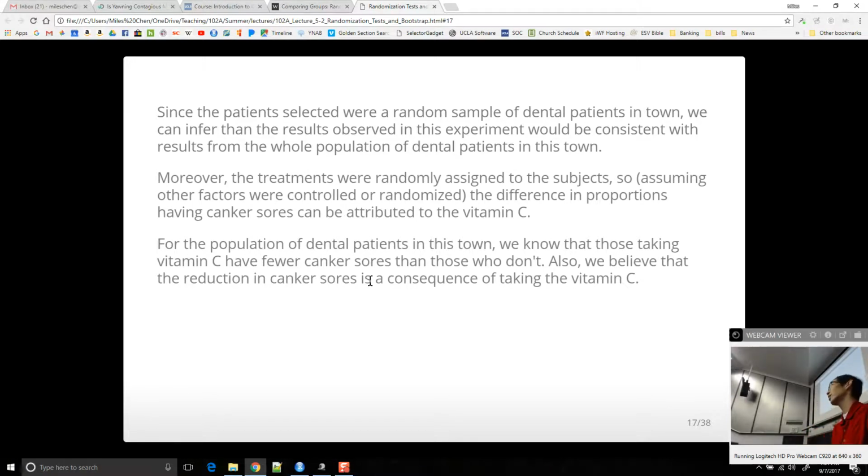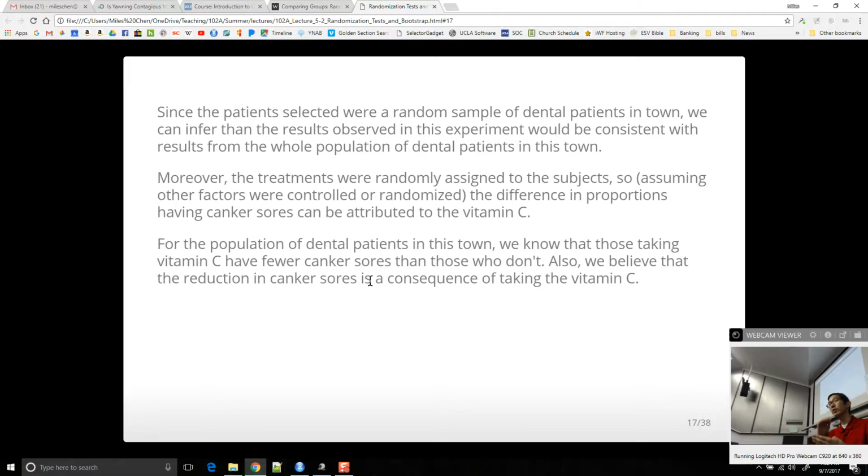Finally, if you have random sampling and random assignment, then you can make a cause and effect conclusion because of the random assignment. You can say vitamin C is the reason why one group had fewer canker sores than the other group, because of the random assignment. And then the random sampling allows you to generalize to the general population.